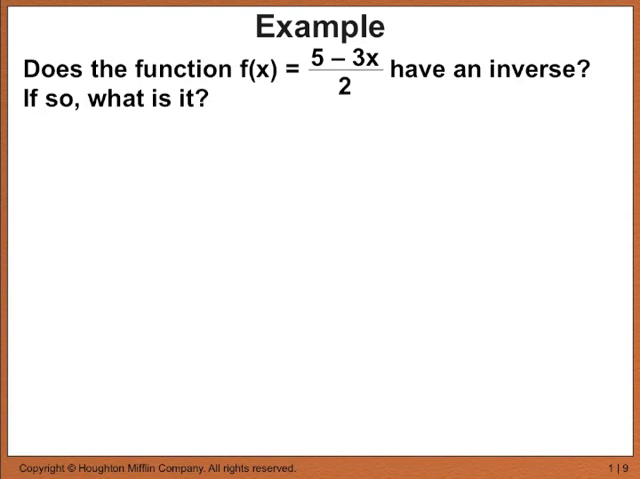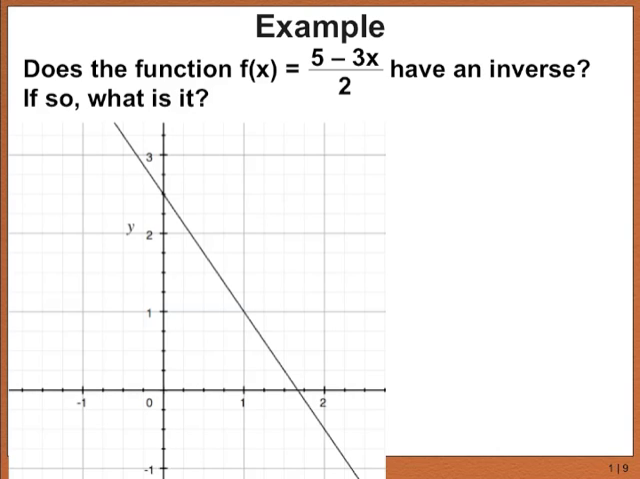The last example: does the function f of x equals 5 minus 3x over 2 have an inverse? If so, what is it? Pause the video, do this on your own, and then resume when you've answered both questions. Alright, so this is the graph of f of x, and we can clearly see that it passes the horizontal line test. Therefore, it is one-to-one, so yes, it has an inverse.